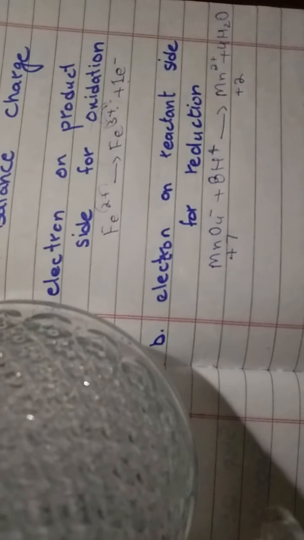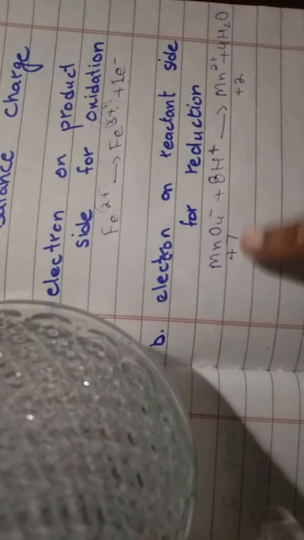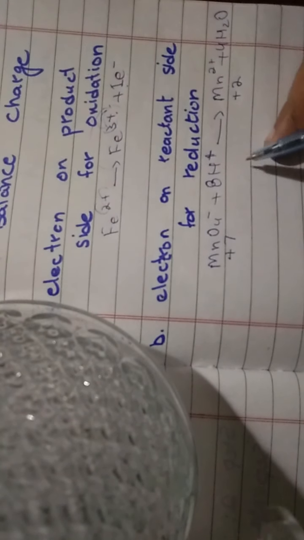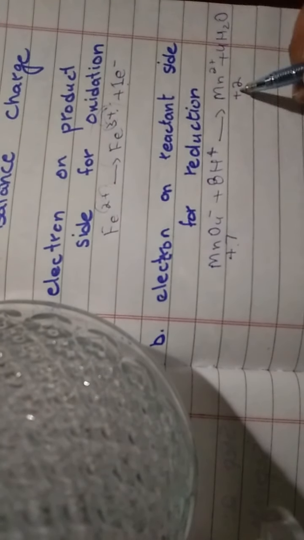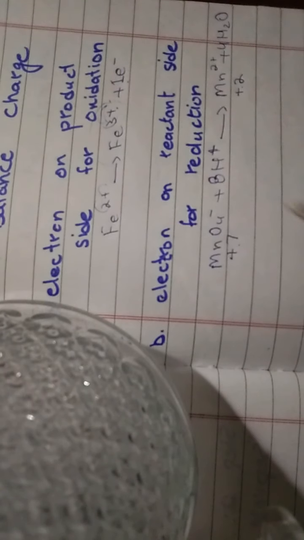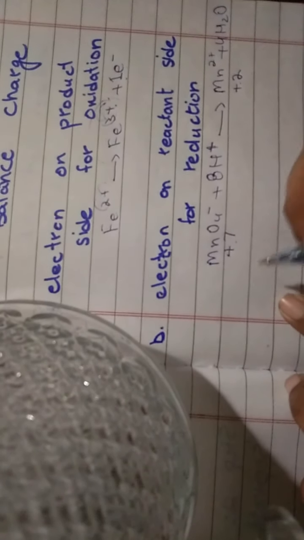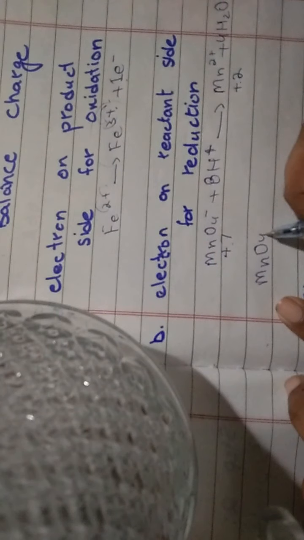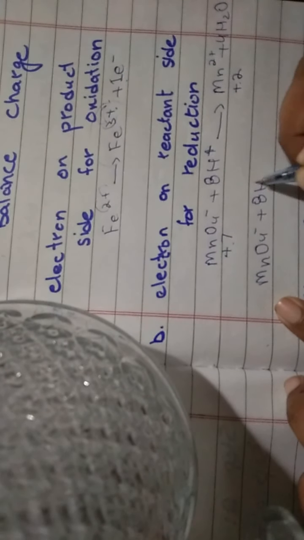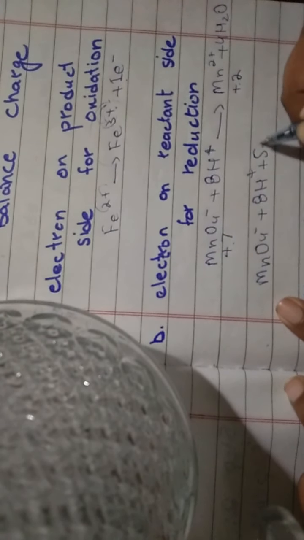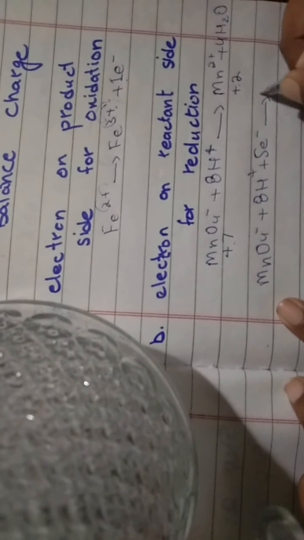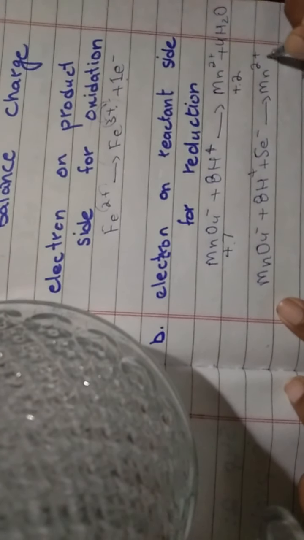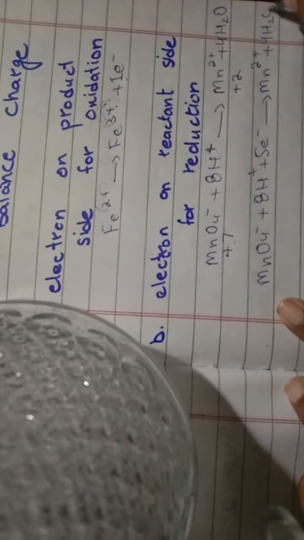Now I'll balance the reduction reaction. In the reduction reaction we'll balance charge by adding electrons to the reactant side, and the difference between the oxidation states, +7 and +2, is 5, so we'll add 5 electrons to this side. So the reaction becomes this.